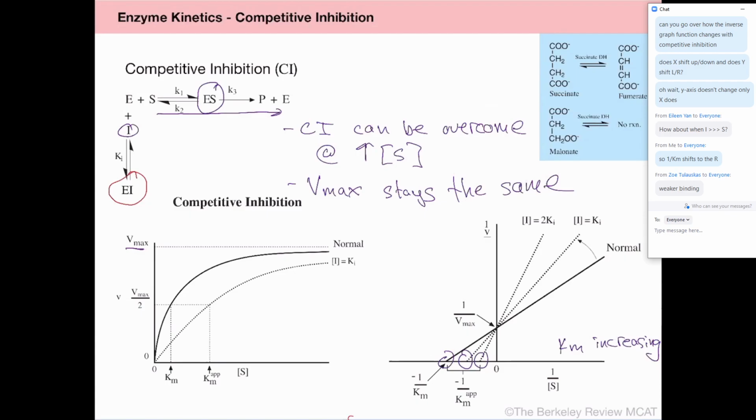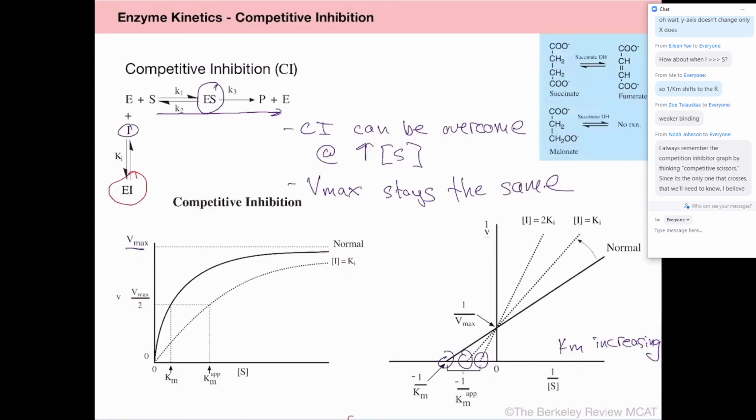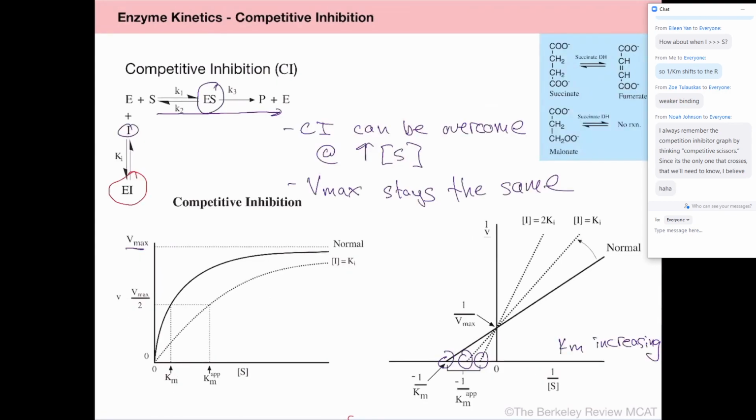All right, let's move on to a non-competitive inhibitor. And ideally, you'll just know now what these parameters mean, so if they ever throw these at you, you'll understand it. You don't have to memorize these graphs. That's the goal.